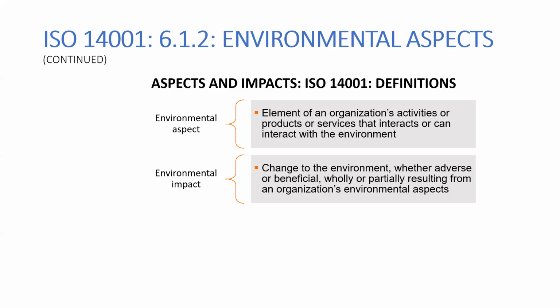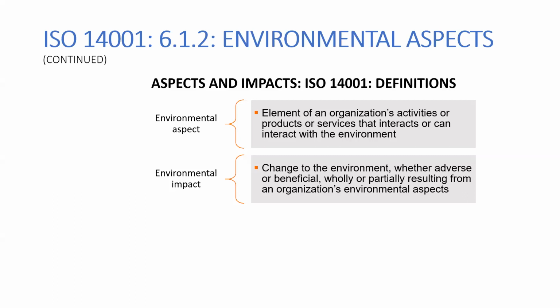Aspects are elements of an organization, activities, products or services that interact or can interact with the environment, whether directly or indirectly. Directly means that you are producing the products. Indirectly means that your core activity is to produce the product, but at the same time you are also producing waste, byproducts, hazardous waste, and non-hazardous waste. So these are all our aspects.